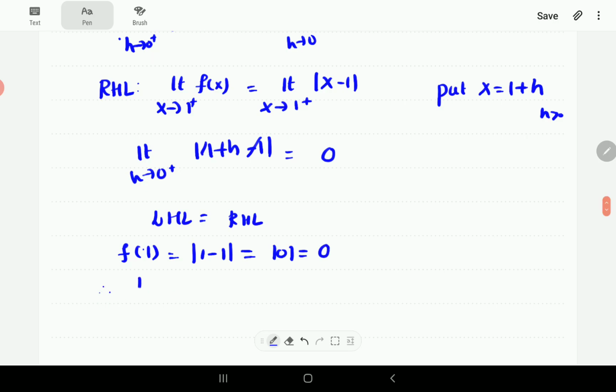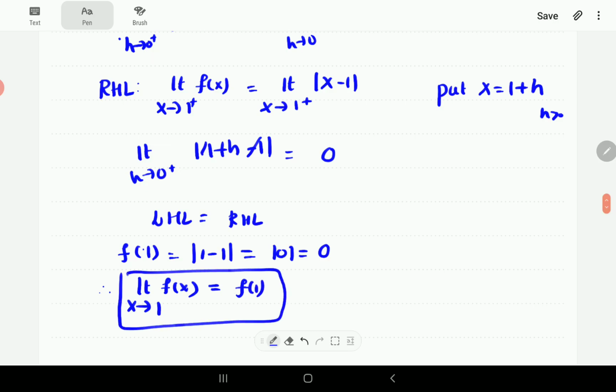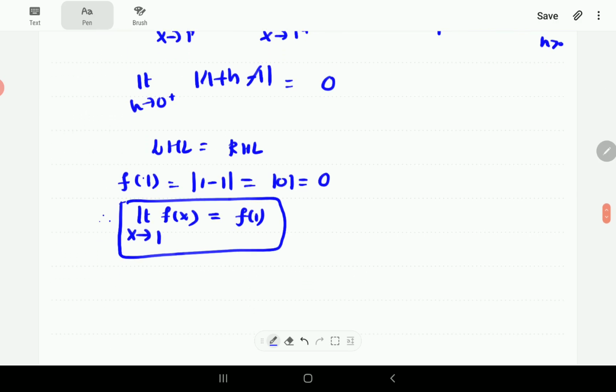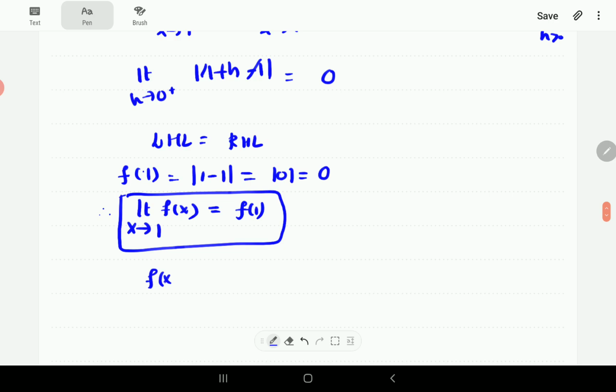So therefore, the limit of f of x as x tends to 1 exists, because RHL is equal to LHL, and this is also equal to f of 1. So hence the continuity definition follows. Therefore, f of x is continuous at x equal to 1.